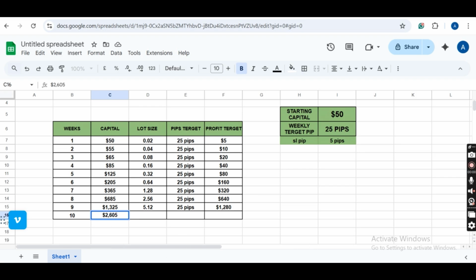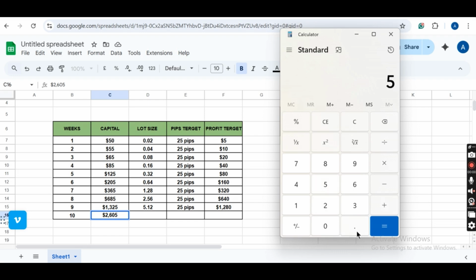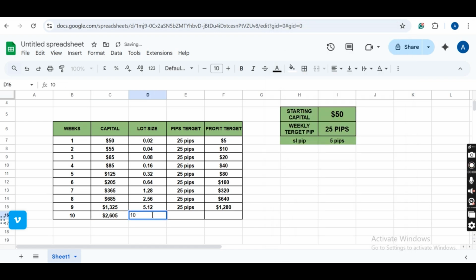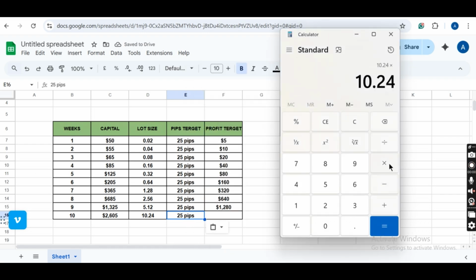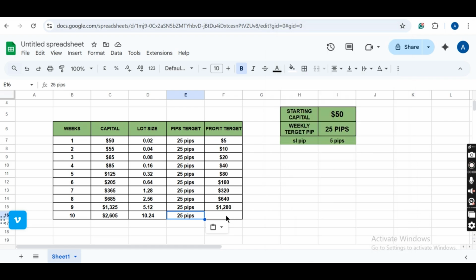Then we are going to double our lot size from 5.12 lots times 2 is going to be 10.24 lot size, like this. So now, target namu is still the same pips, which is 25 pips. So 10.24 lot size, idan muka yi times 10 is going to give us 102.4 dollar times 25 pips. So which is going to give us 2,560, which is going to be our target.